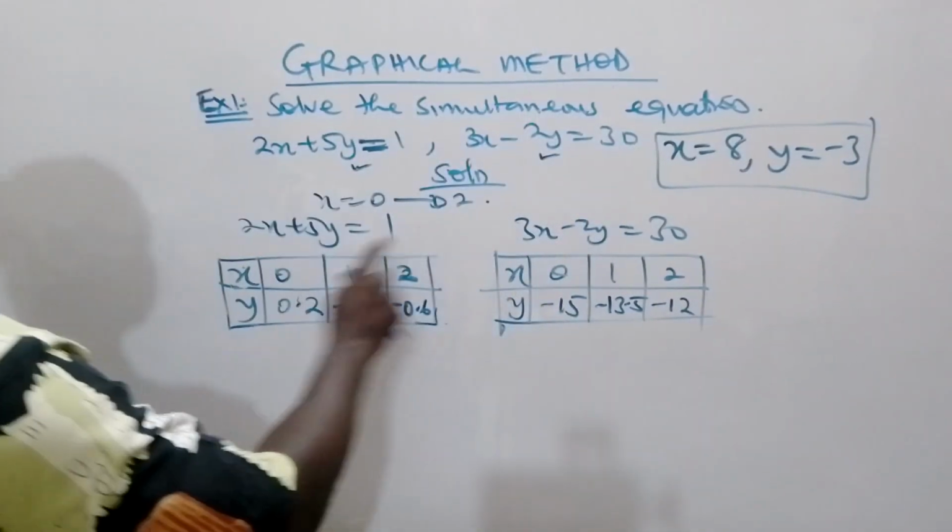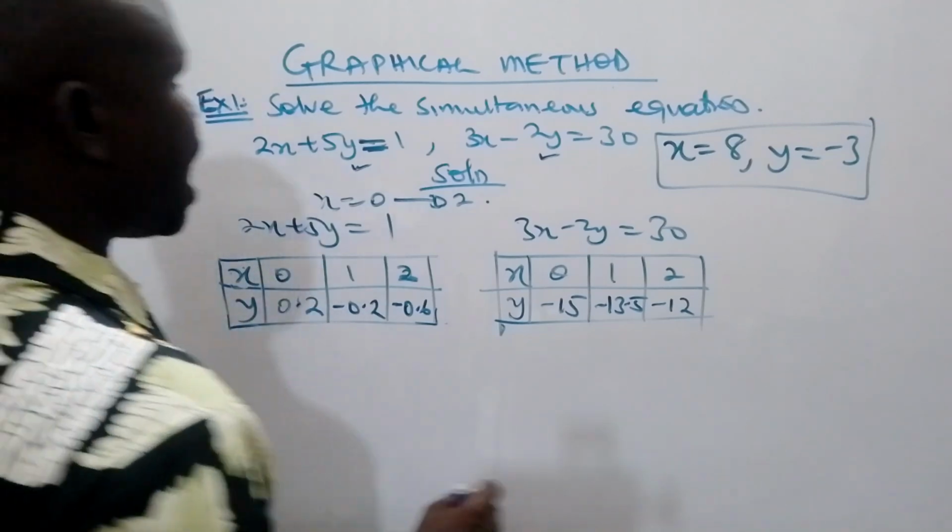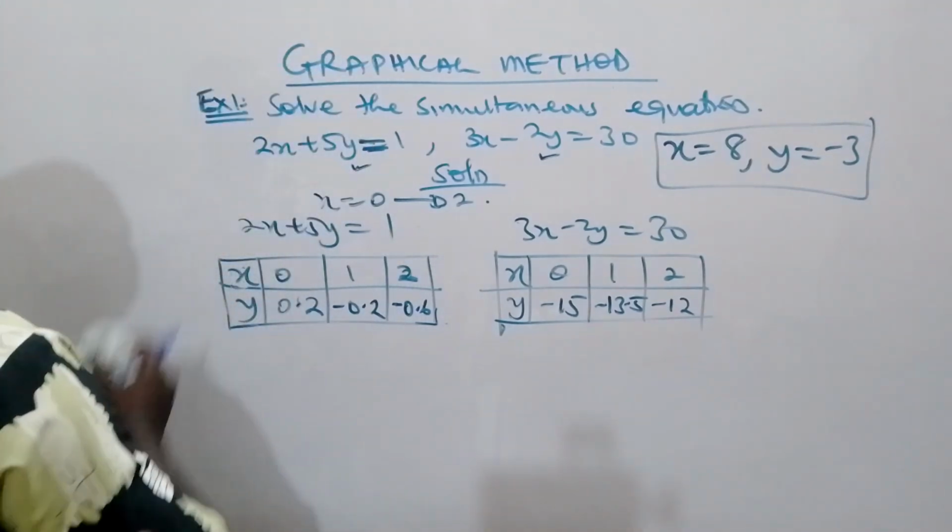So we are going to use these two tables to plot the graph. Then we now locate the values of x and y from the graph. So let's see what we are going to get.